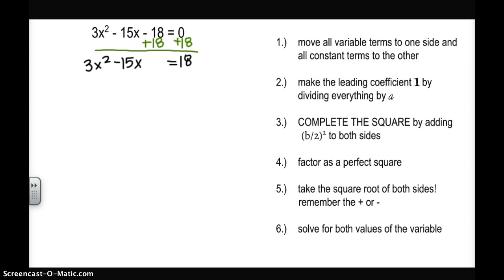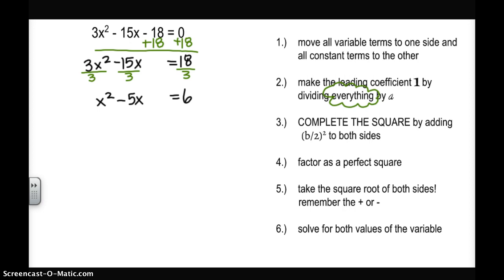Now we need to make the leading coefficient 1 by dividing everything by a. A here is 3, so hopefully you were able to divide everything by 3. Divide me by 3, divide me by 3, divide me by 3. Everything gets divided. Everything gets divided. X squared minus 5x equals 6. This one's already going to be tougher than the one we just did. Reason why this one's going to be a little tougher, because guess what? 5 does not divide by 2 nicely. Sorry. But now we're at step 3.